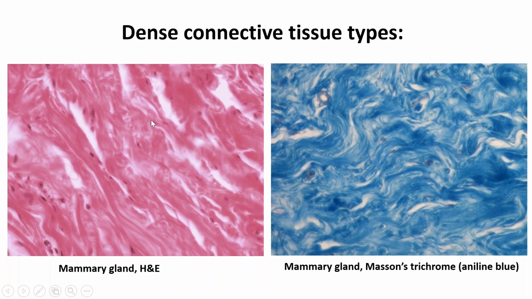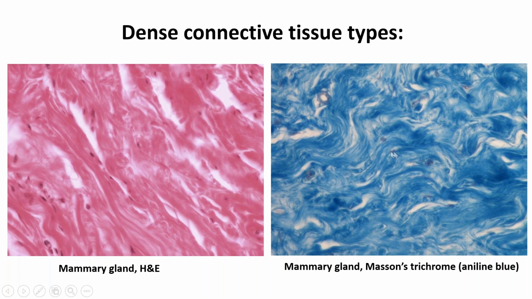Next up, I want to compare dense irregular connective tissue with H&E and with special stain. So on the left-hand side, I have dense irregular connective tissue. This is from the mammary gland. And again, this is stained with H&E. We can see the nice, rich collagen fibers going in all different directions. Over here, we see the same tissue, but it's stained with Masson's trichrome using aniline blue.